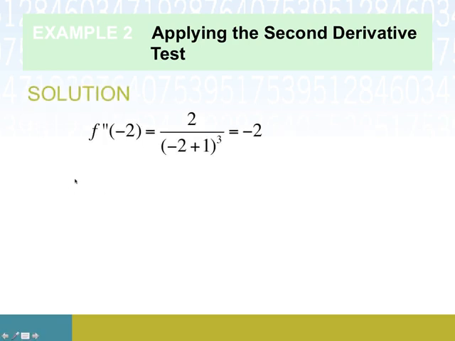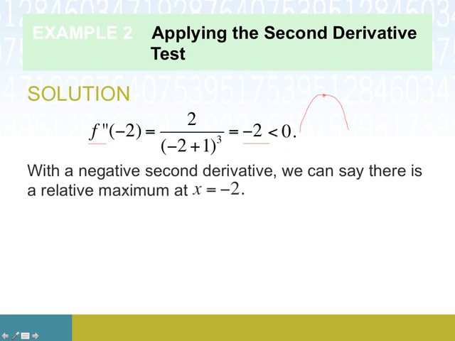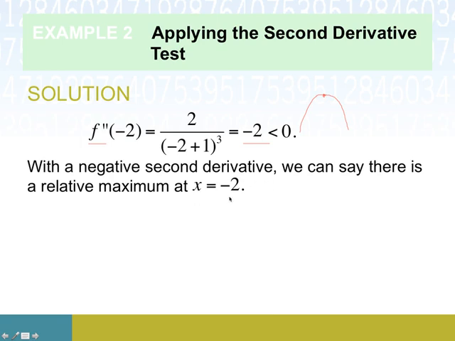So we take x equals -2. That was one of our critical points. Plug it into the second derivative, and we get -2. So remembering the pictures that go along with this, if the second derivative is negative, then this graph is curved down. That must mean that any critical point is a relative maximum. And that's our conclusion for this. It's less than 0, so we can say that there's a relative maximum at x equals -2.